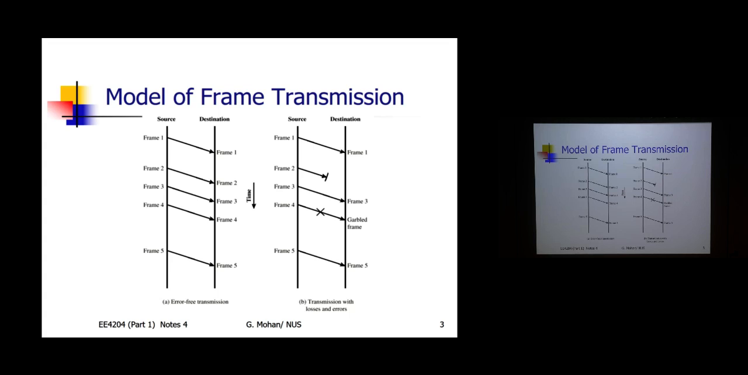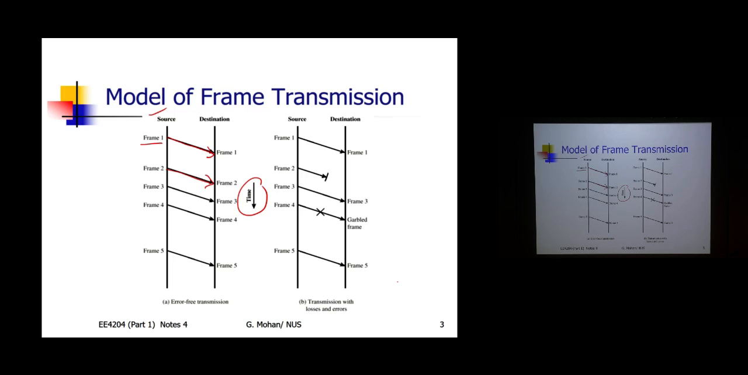Okay, so we are going to consider these two models of transmission when we look at some protocols to deal with this flow control or error control problems. So if you look at the first one on the left hand side, this is basically a timeline diagram. So the time goes from top to bottom. So this is a source. So source transmits frame 1. Then it takes some time to reach the destination. Then it transmits frame 2, which is received by the destination here.